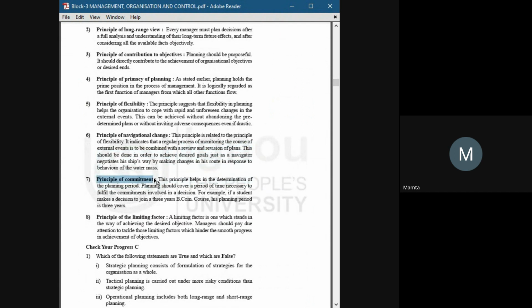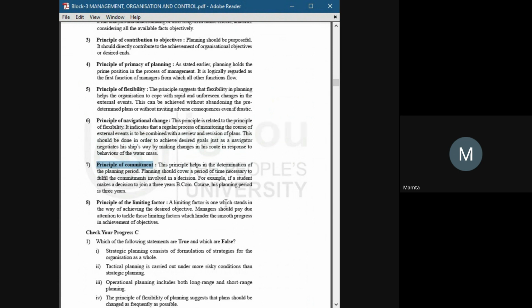Principle of commitment. This principle helps in the determination of the planning period. Planning should cover the period of time necessary to fulfill the commitments involved in a decision. For example, if a student makes a decision to join a 3-year BCom course, his planning period is 3 years. Your planning period right now should be 3 years to complete this degree. So that's how you should be committed to your planning.